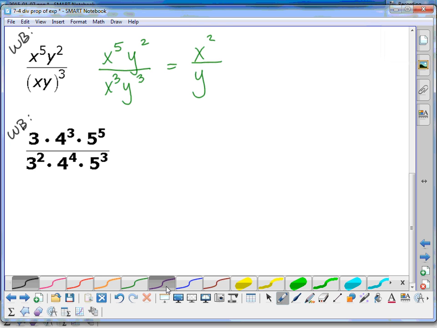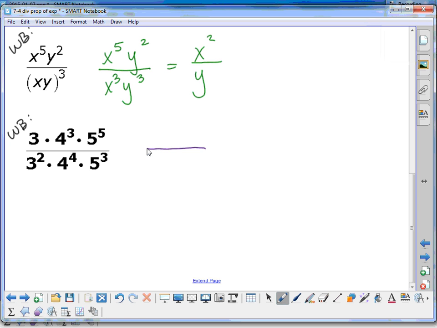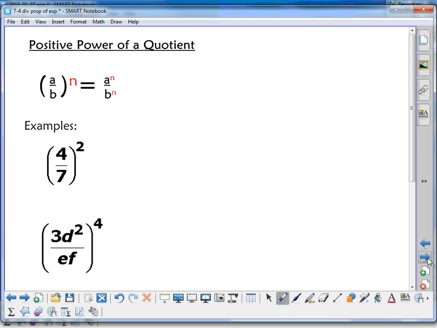Okay, so there's more threes on the bottom by 1, there's more fours on the bottom by 1, and there's 2 more 5s on top. So 5 squared is 25, 3 times 4 is 12. So 25 over 12 would be your answer there.